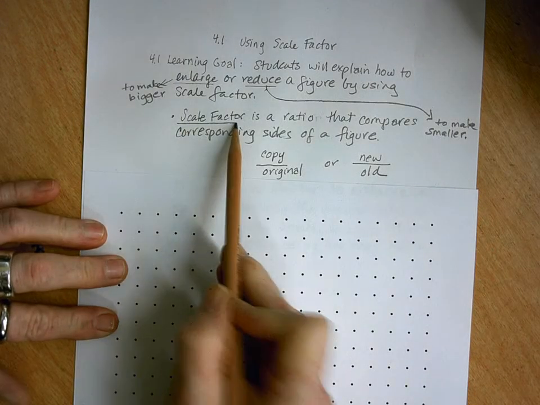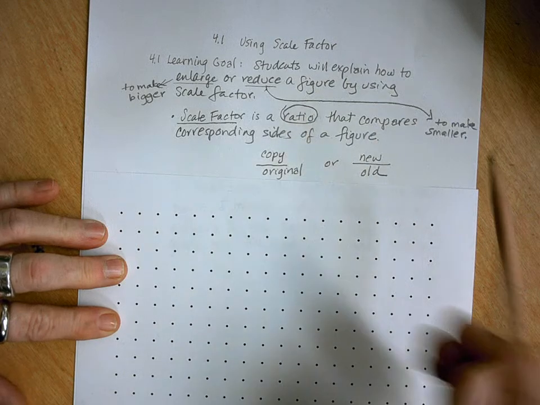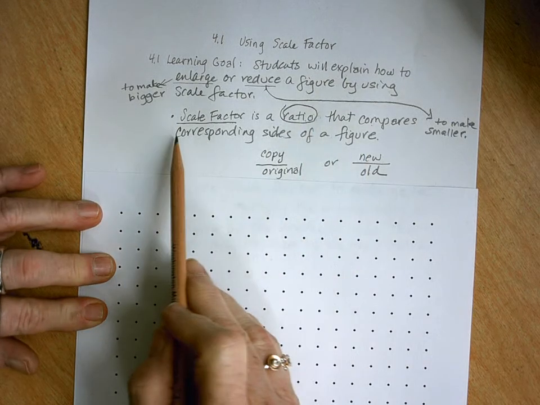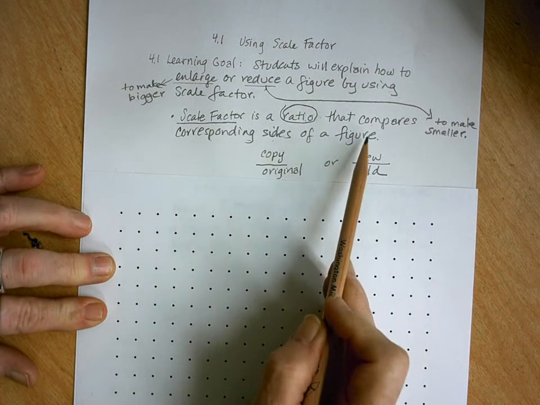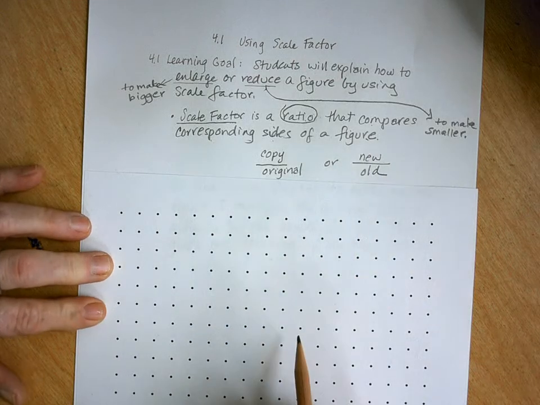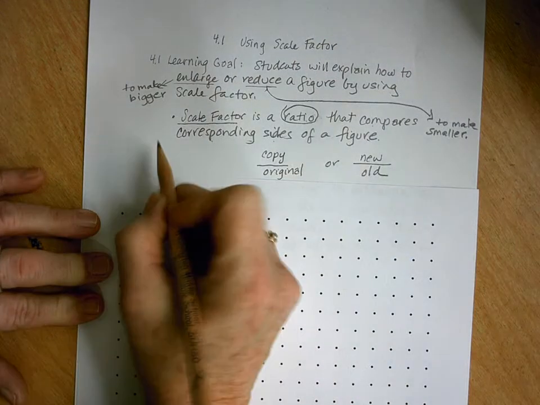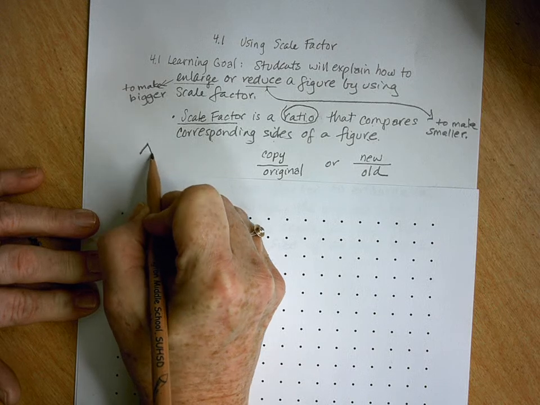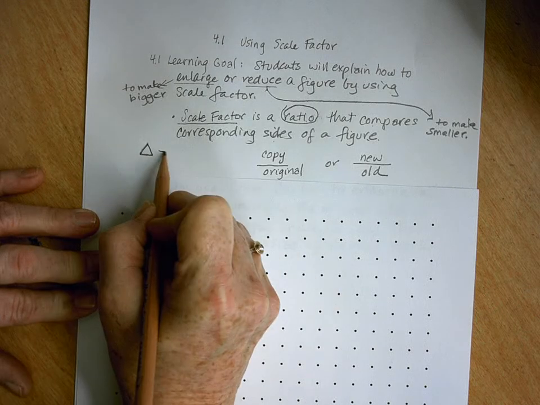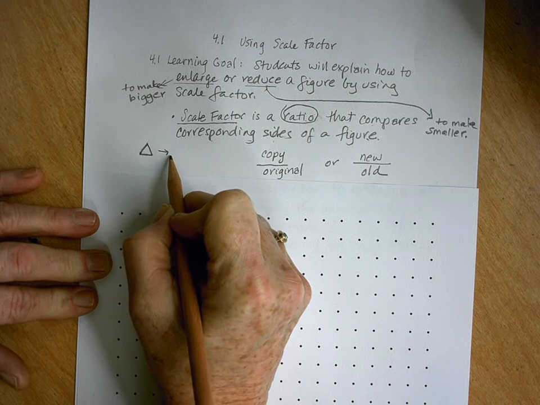Now, scale factor is a ratio. This ratio compares the corresponding sides of a figure. By corresponding sides, this is what I mean. Let's say I have this figure. I'm going to enlarge it by a scale factor of 3.